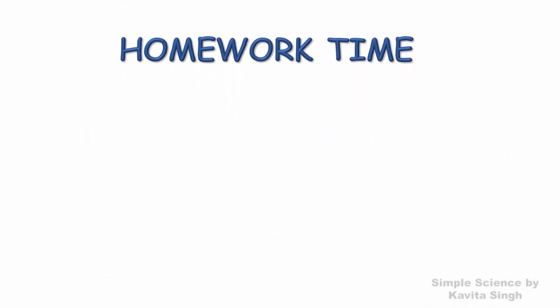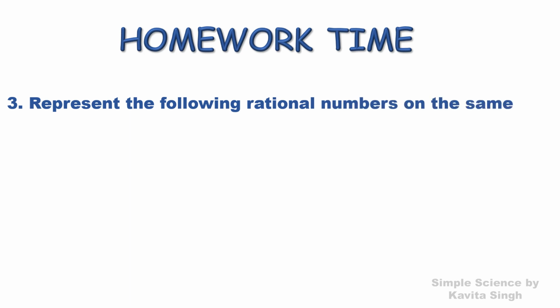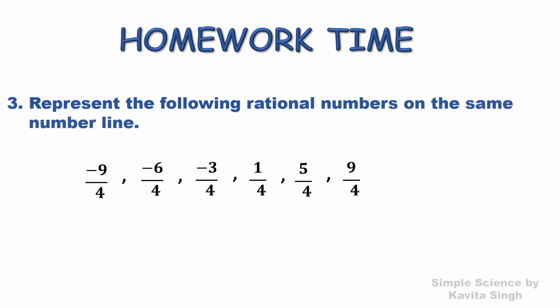Homework time. Now take down a question and do it as your homework. The question is, represent the following rational numbers on the same number line. And the numbers are minus 9 by 4, minus 6 by 4, minus 3 by 4, 1 by 4, 5 by 4 and 9 by 4. So in this question you have to divide each value in 4 parts because we have 4 in the denominator. Follow the steps, check the video again, play the video again, follow the steps and try to do it yourself.